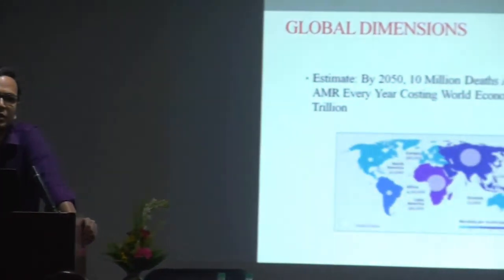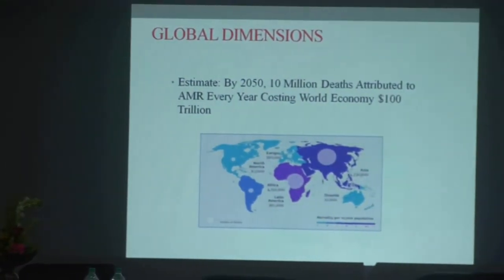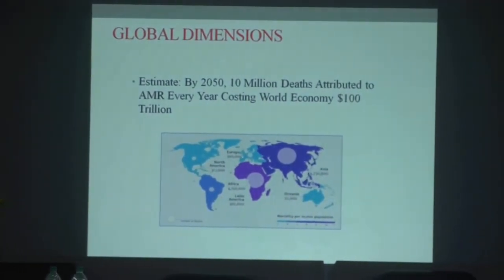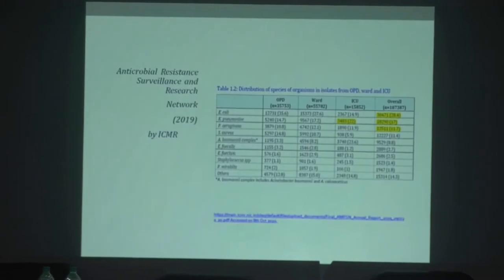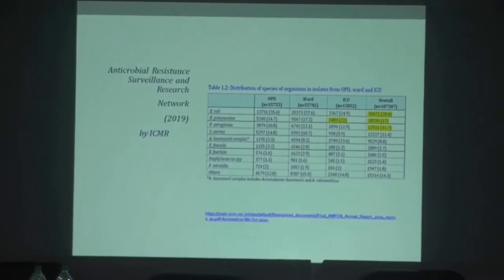So, the global estimate. This is by WHO. They told by 2050, almost 10 million deaths attributed to AMR, costing the world economy about $100 trillion. So this is dreadful. Now what does Indian data say?